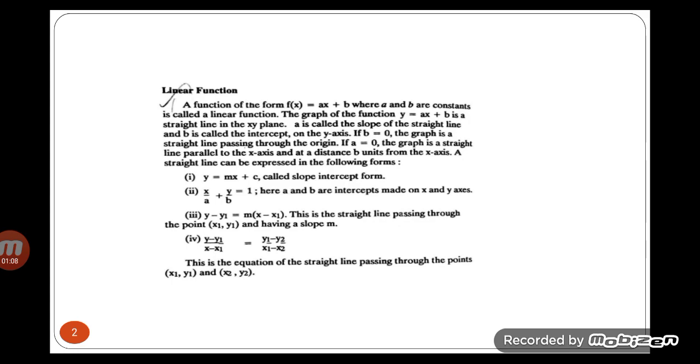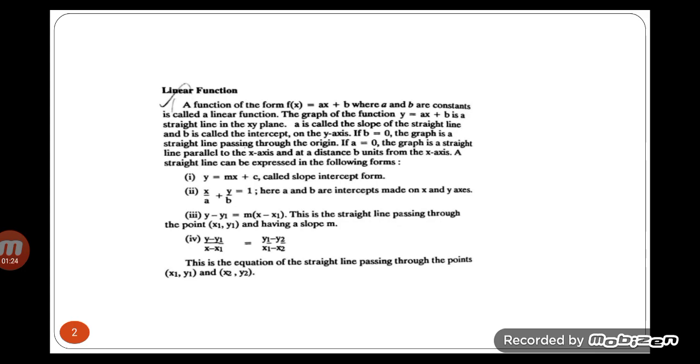The straight line can be expressed in the following forms. First form is the slope-intercept form. It is of the form y is equal to mx plus c. Second form is the intercept form, x by a plus y by b equal to 1.